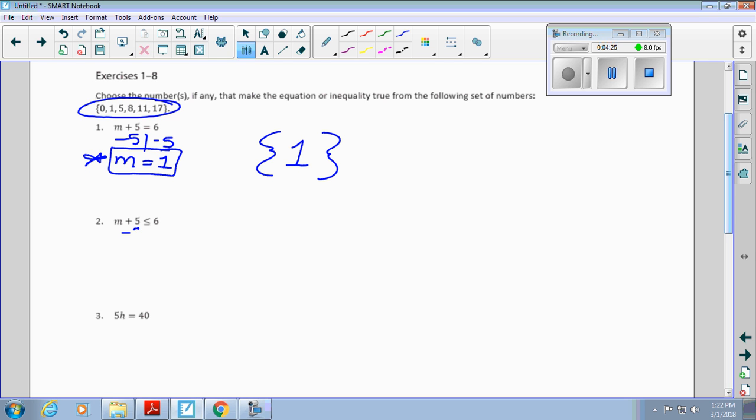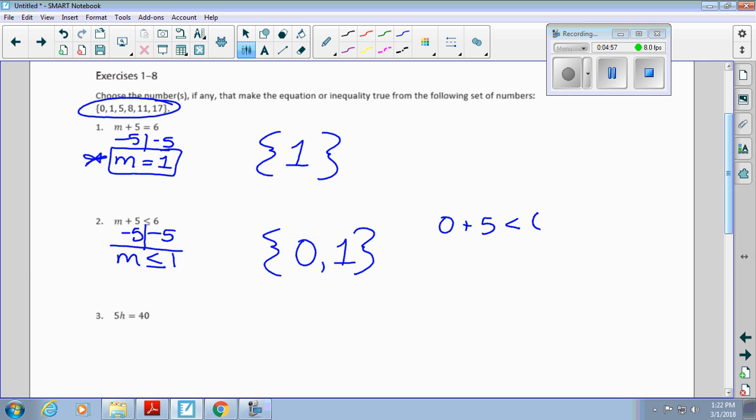In this second example, we're going to do the same process. We're going to subtract 5 from each side. So you're going to get m is less than or equal to 1. All right, so in this case, what this means is any number that is less than or equal to 1, we can put as a possible solution. So up here, the numbers that are less than or equal to 1 are 0 and 1. Now, if we were to plug either of those in, let's say we took 0 plus 5, that should be less than 6.